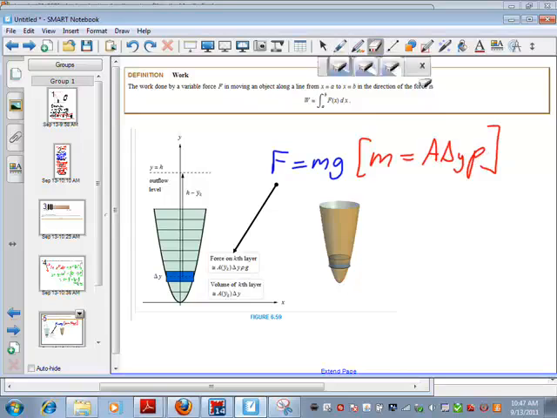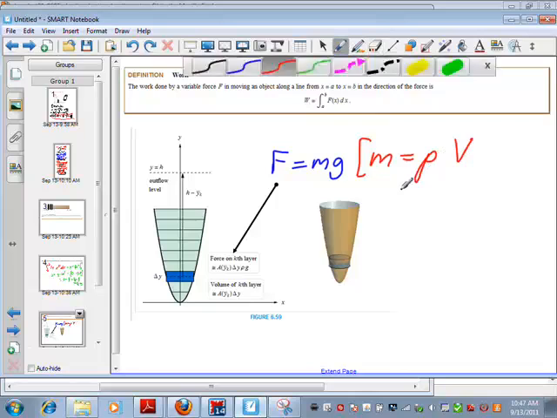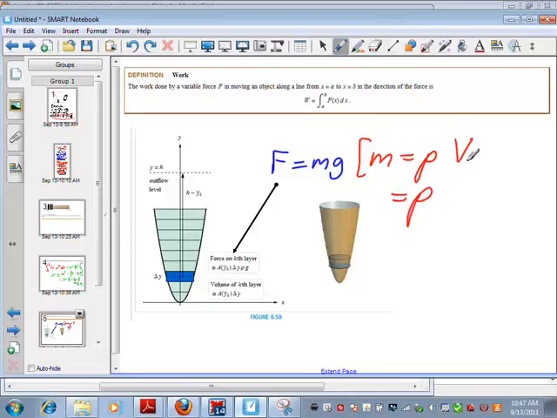So maybe we should put that in first. The mass is rho times V, but in this case, I should have closed that off. That's equal to rho, but then the volume is simply the area times the width. Right, and they make that remark here.